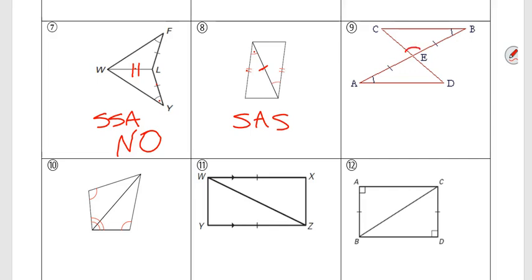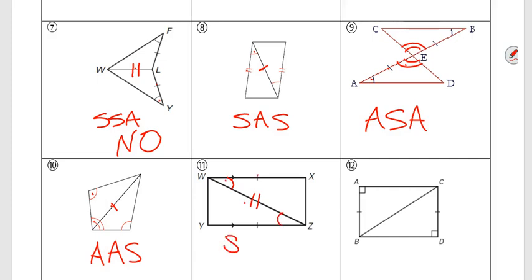Here we would mark the vertical angles again. So this would be angle, side, angle. Number 10, mark our shared side, angle, angle, side. Number 11, mark our shared side and then our alternate interior angles here. So this would be side, angle, side. And then number 12, mark our shared side. Notice here again we have two right angles. We do have the hypotenuse because that's our shared side, and then we have another leg here. So this would be HL.